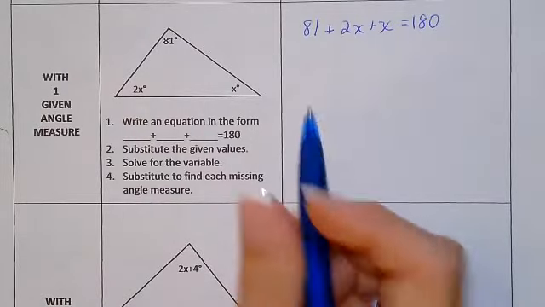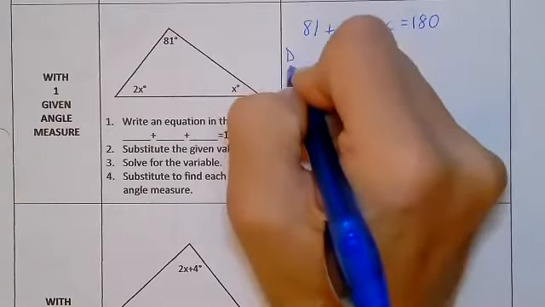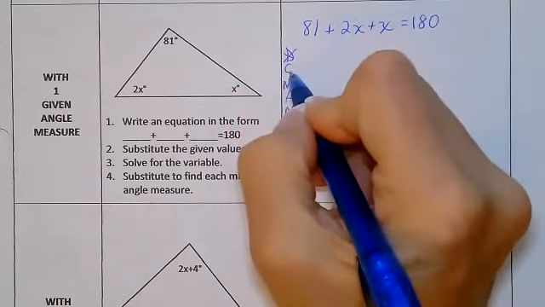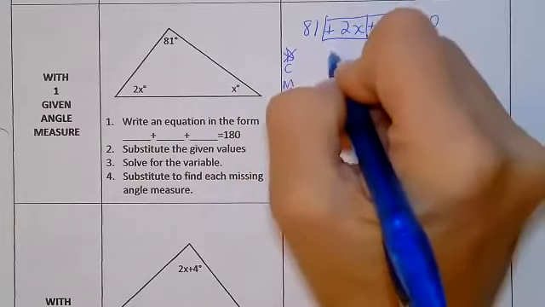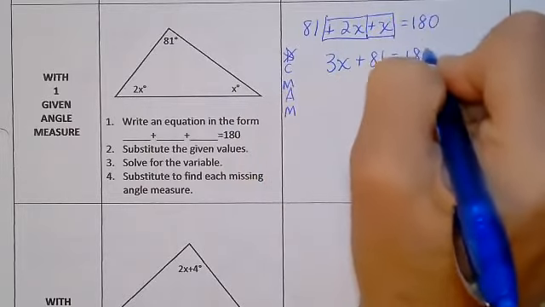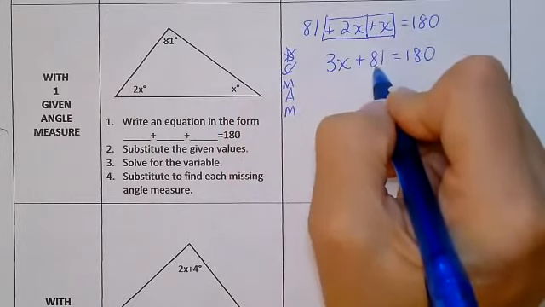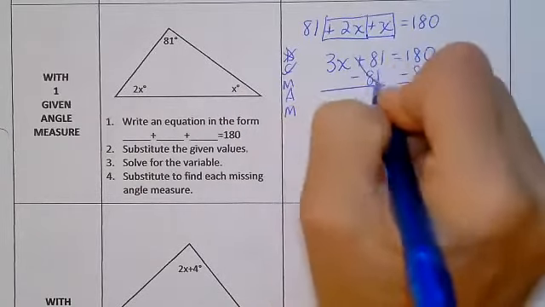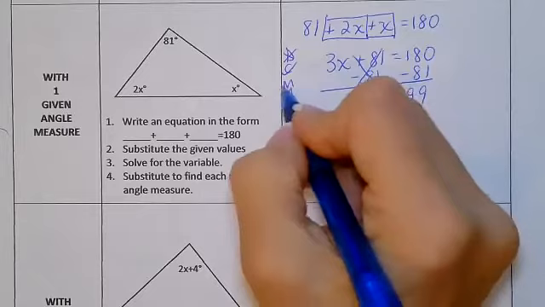Okay, we're going to substitute the given values, so that's what we've done. Now we're going to solve for the variable. I don't need to distribute. I do need to combine. I can combine 2x and x, 3x. Okay, I don't need to move my variable, but I do need to move this constant over here. So I get 3x equals 99.